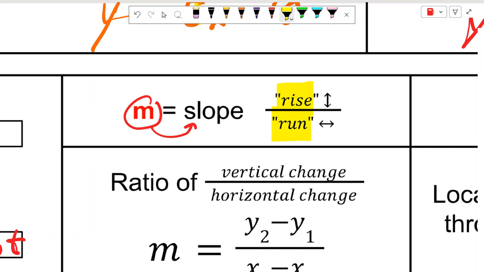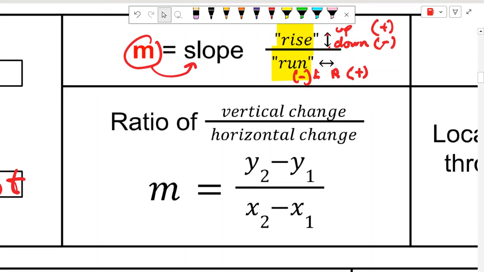Well, rise has two meanings. It means going up usually, but in math it also means going down. So you can either go up, that's why the arrow is pointing up, or you can go down. It's like an elevator, going up or down. Now up is a positive direction on a coordinate plane, and down is a negative direction. The run, you can go left or right. When you go to the right on a coordinate plane, it is positive, and when you go left, it is negative.